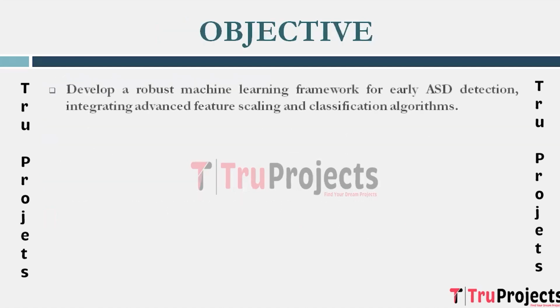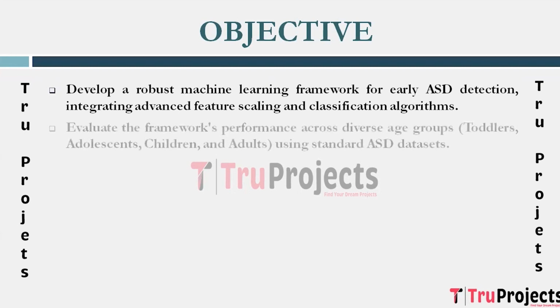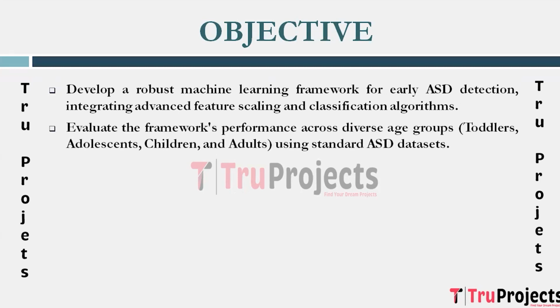Objective of the project. The goal of the project is to create an effective and adaptable machine learning framework tailored for early detection of autism spectrum disorder that incorporates state-of-the-art feature scaling strategies and classification algorithms. Conducting thorough evaluation and assessments of the proposed machine learning framework using diverse standard ASD datasets representing different age groups, which are toddlers, adolescents, children, and adults, to ensure its effectiveness and applicability across various developmental stages.